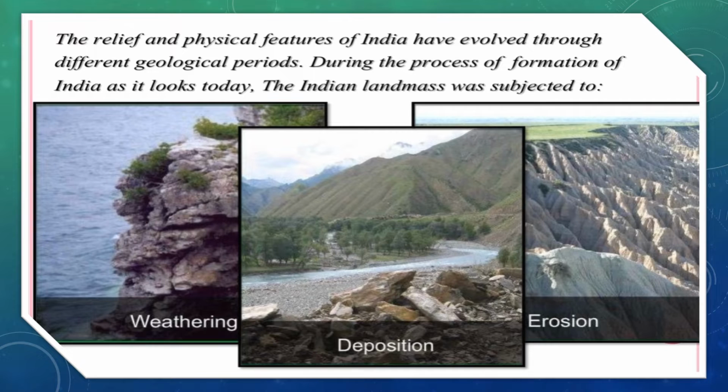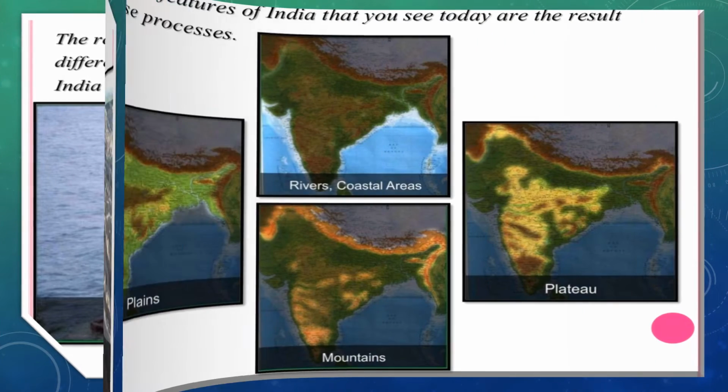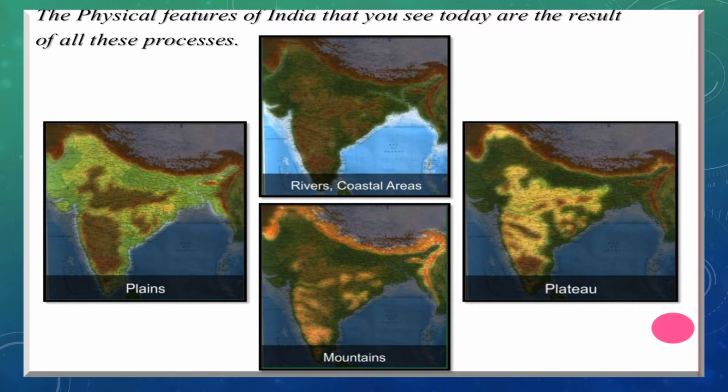The relief and physical features of India have evolved through different geological periods. During the process of formation of India, as it looks like today, the Indian landmass was subjected to weathering, deposition and erosion. And if you realize, most of it is the work of rivers and the wind. The physical features of India that we see today are a result of all of these processes.